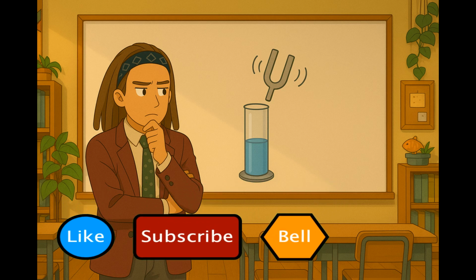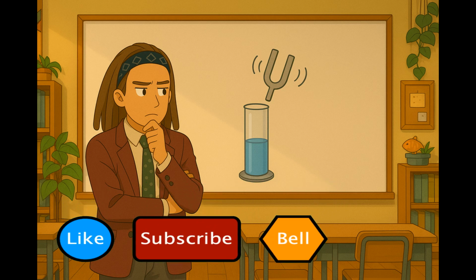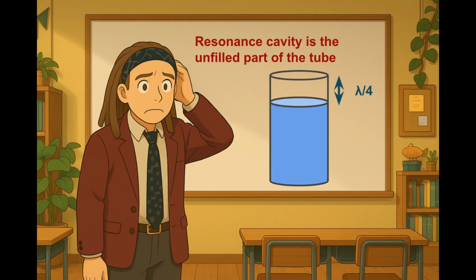Imagine a tall, narrow tube partially filled with water. A tuning fork is held just above the open end of the tube. When the tuning fork vibrates, it sends sound waves down the air column. These waves reflect off the water surface, which acts as a closed end. When the length of the air column is just right, a standing wave forms, causing the sound to resonate loudly.